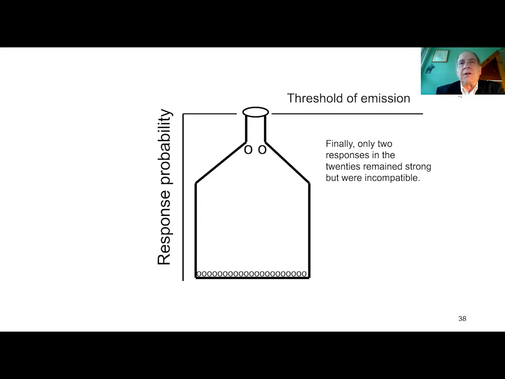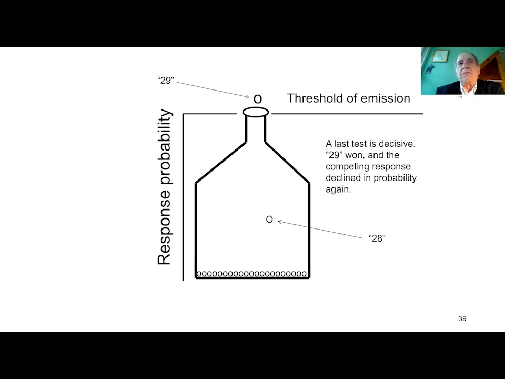Finally, she's down to 28 and 29, numbers in the high 20s. And she notices that it has to end in a 1, so 29 gets the final boost and 28 falls in probability. So this is a kind of metaphorical view of response probability.